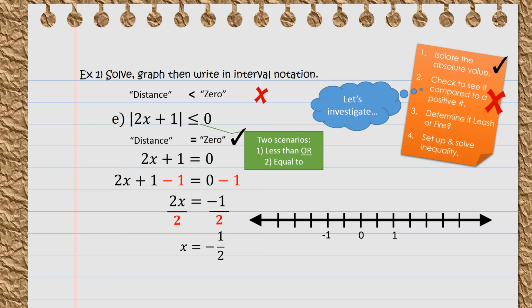To graph this, what makes this one different is it's not a range of numbers, it's only one solution, and that solution is at negative 1/2. So on the number line, plot a single point. Now that we have the graph, we need to do interval notation. Again, because we do not have a range of values, we are not going to use brackets and parentheses. Instead, we're going to use braces. And your one and only answer would be brace negative 1/2 close brace.